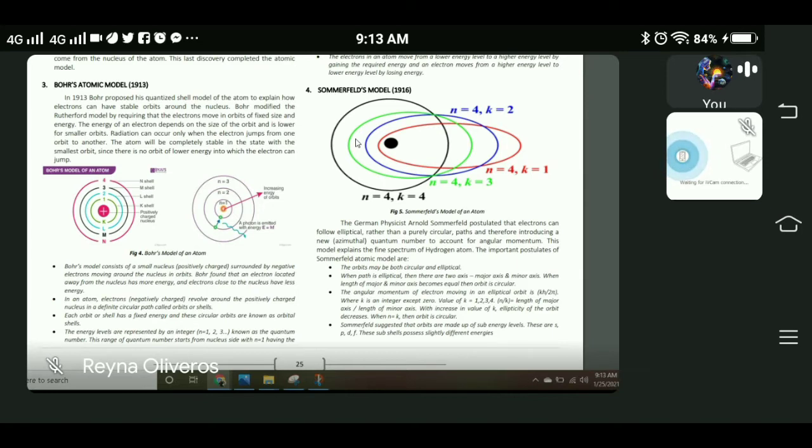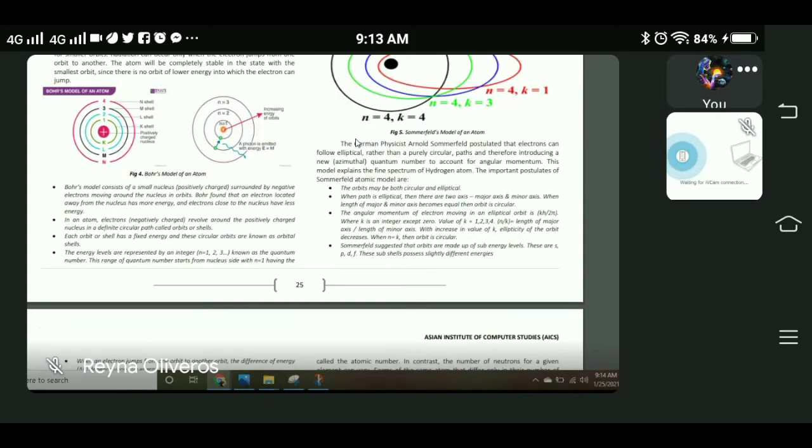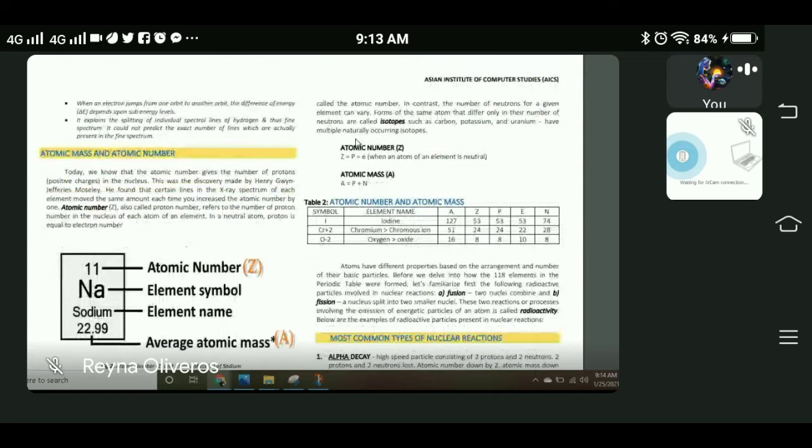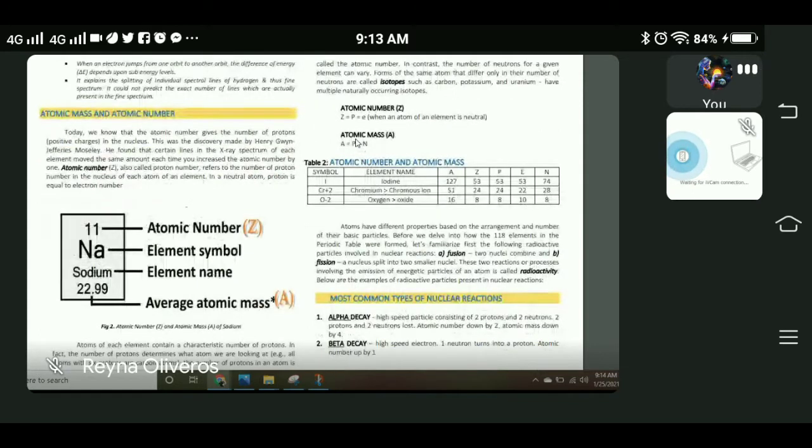Sommerfeld suggested that the orbits are made up of sub-energy levels, and these are s, p, d, and f. These subshells possess slightly different energies. So that is how many of the atomic models were mentioned.